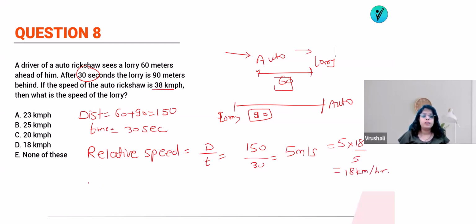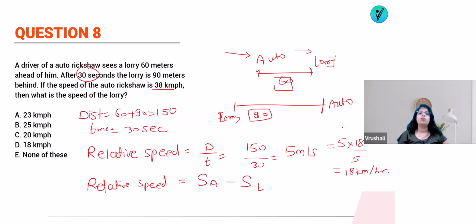And as we know, what will be the relative speed? Relative speed will be equal to the speed of the auto rickshaw minus the speed of the lorry. Because the auto is going ahead, that means the speed of the auto is more.